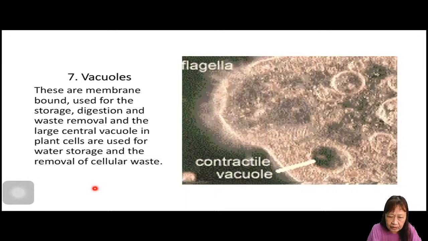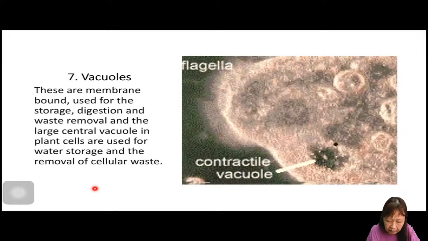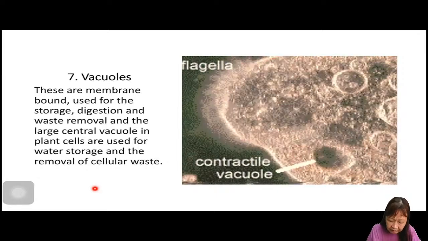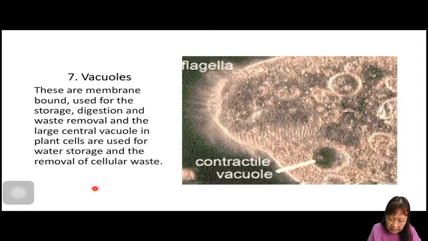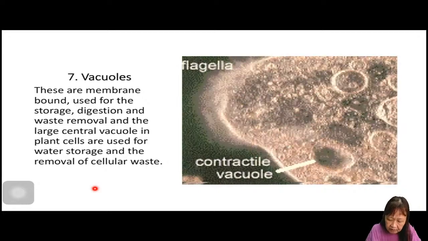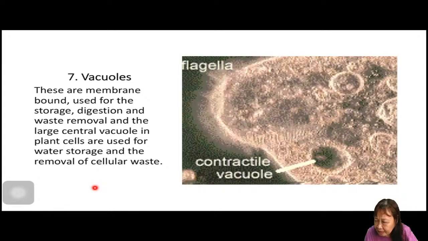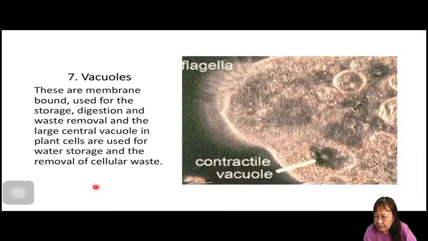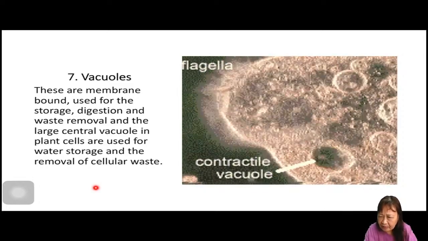It says here, vacuoles are membrane bound. It is used for storage, digestion, and waste removal. So in short, the liquid inside the vacuole contains waste material, water. As you can see here, large central vacuole in plant cells are used for water storage and the removal of cellular waste. Now, which organism has vacuoles? Is it plants or animals? Okay, 2 points for this question. Which organism has vacuoles? Is it plants or animals?